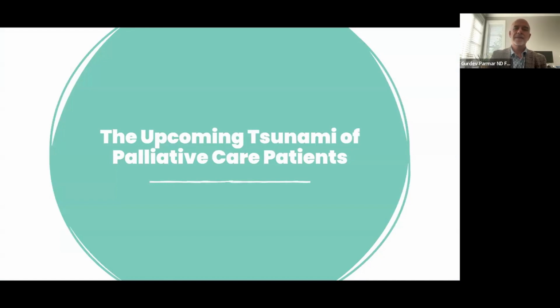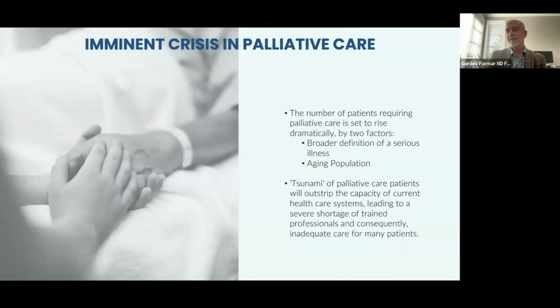So what do I mean by this upcoming tsunami of palliative care patients? It's already at the place where there are not enough palliative care physicians out there, and the population of patients that need them is at an all-time high. A part of the reason is because of a broader definition of what a serious illness is.